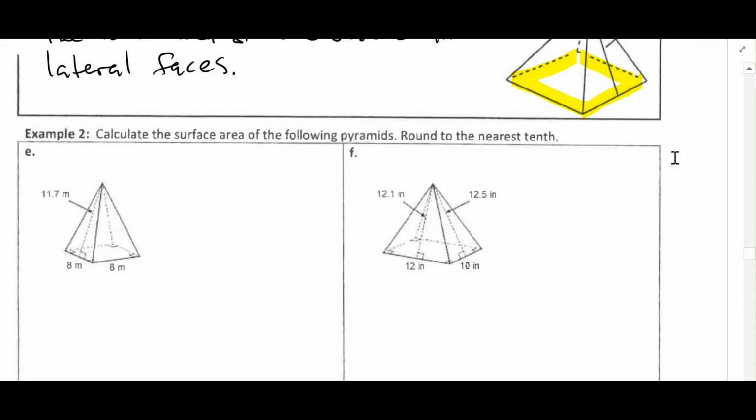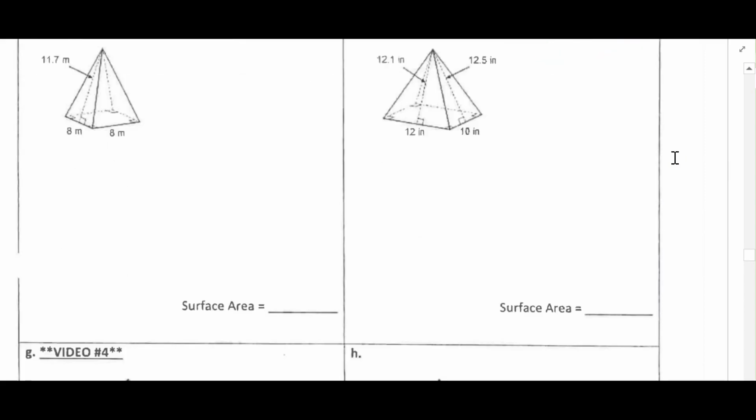So let's look at example 2 part F, and we can see the base is a rectangle, so the area of the base is going to be base times height, because that's for a rectangle, and then the area of the lateral faces we're going to calculate using base times height divided by 2. And these B and H's are for each individual face, not for the entire pyramid.